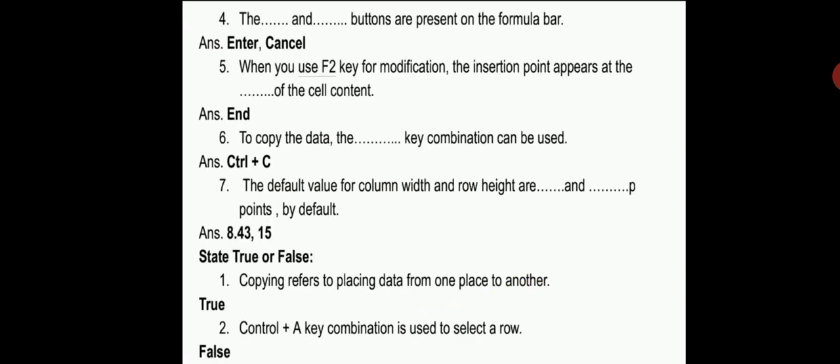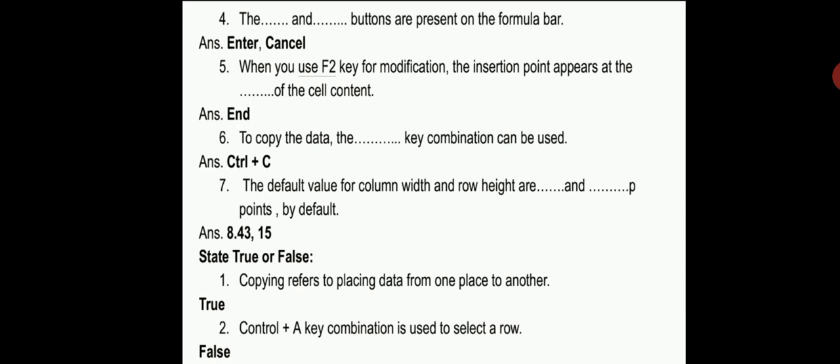The fourth one, the dash and dash buttons are present on the formula bar. And the answer is Enter and Cancel. Means the Enter and Cancel buttons are present on the formula bar. The fifth one, when you use the F2 key for modification, the insertion point appears at the dash of the cell content. It's the end of the cell content.